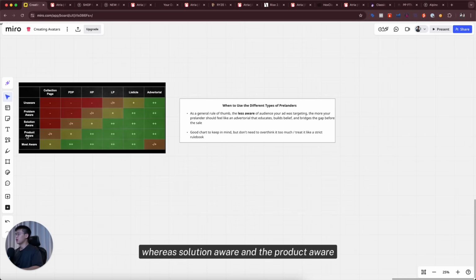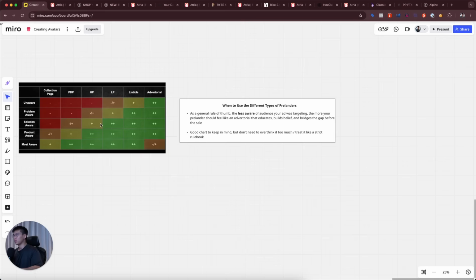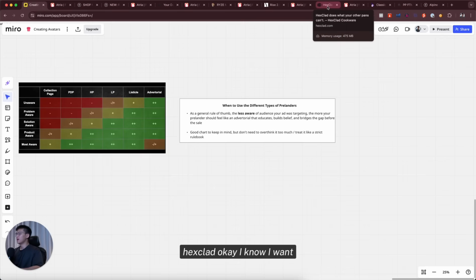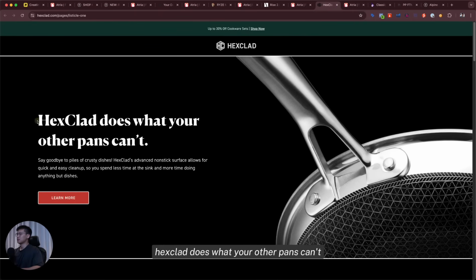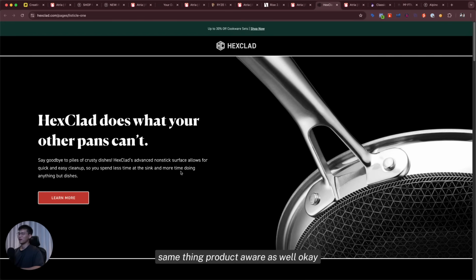Whereas if you're solution aware or product aware, you're already looking for a solution. It's where you want an LP or a listicle. Solution aware, what does that mean? Hexclad. Okay, I know I want better pans for health reasons already. Hexclad does what your other pans can't. Or it can be that you don't want your pans to stick. There's a solution aware. Okay, Hexclad does what your pans don't. Why? Same thing, product aware as well.